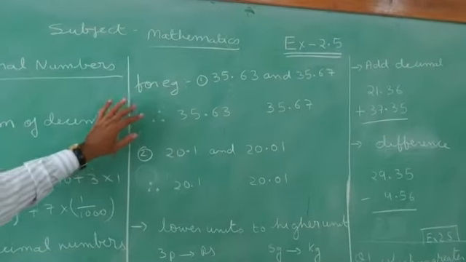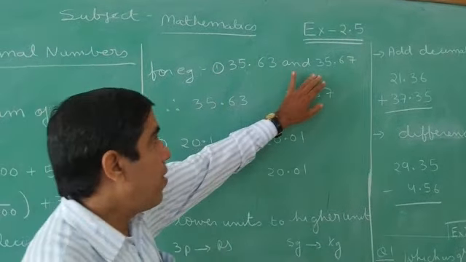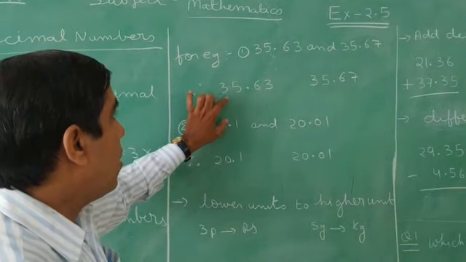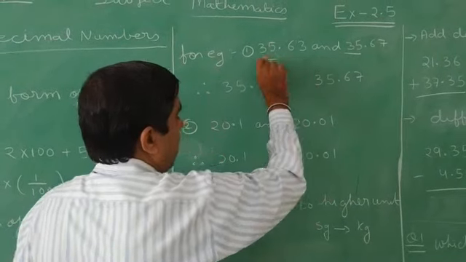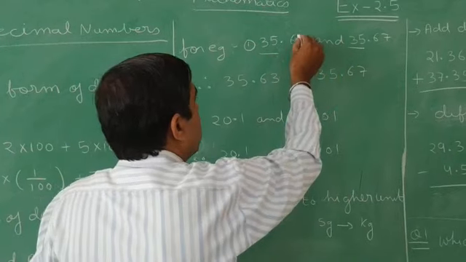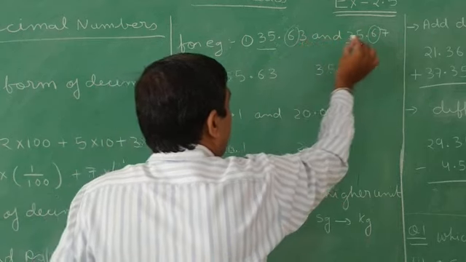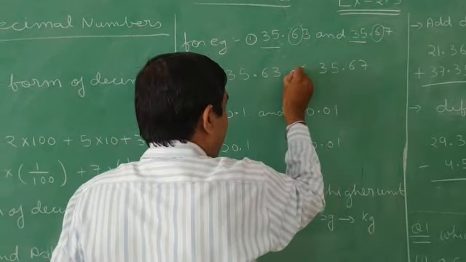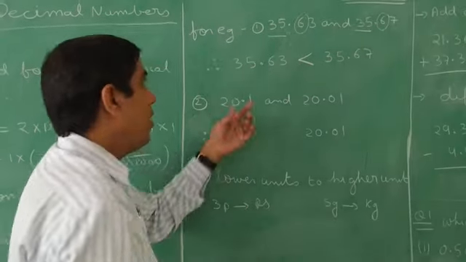Take one more example of the same type. For example, 35.63 and 35.67. You can see the parts before the decimal are the same. It means the left side of the decimal is the same. Now I am comparing the right side. This 6, here also it is 6, so it is the same. Now here it is 3, here it is 7. So which is greater? 7 is greater. So 35.67 is the greater number.